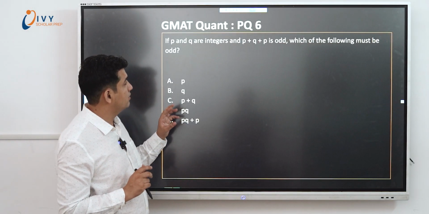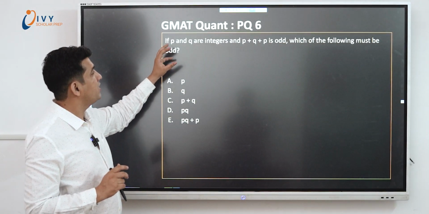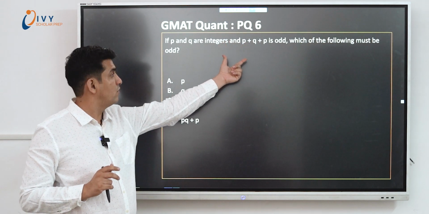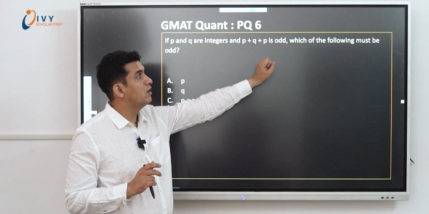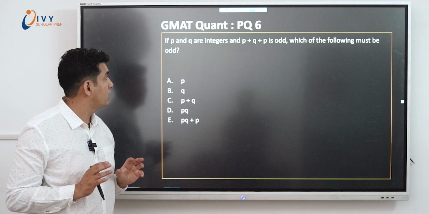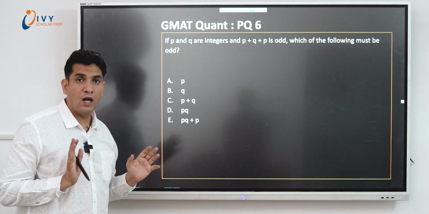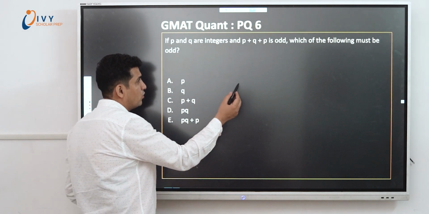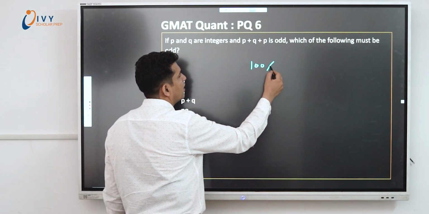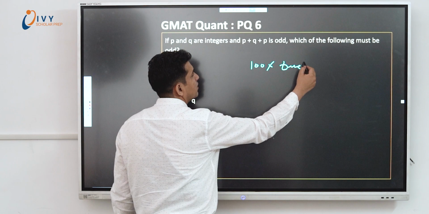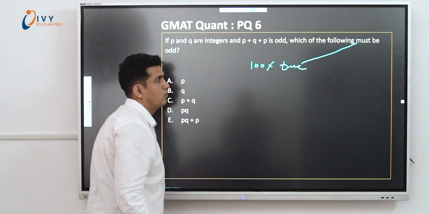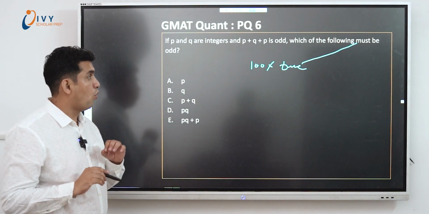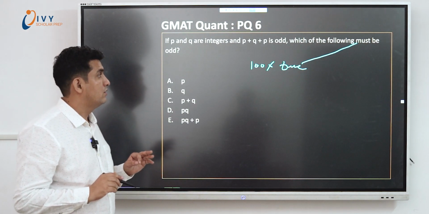Now, if you look here, this says P and Q are integers, and the addition of these numbers is odd. Which of the following must be true? Must be odd. Whenever you have a "must be" situation, always keep in mind, they want to know something that is always 100% true. That's what "must be" stands for. So you're looking for something which is always going to be 100% true.